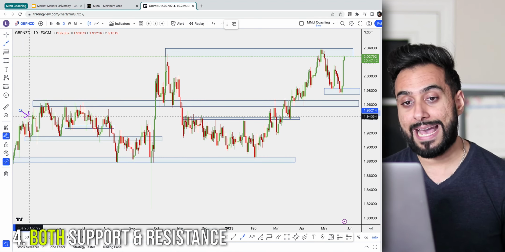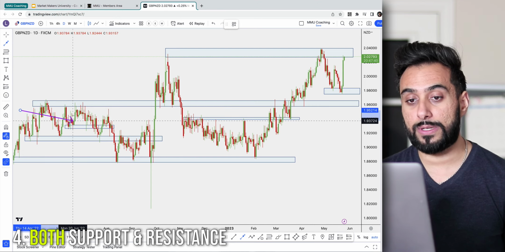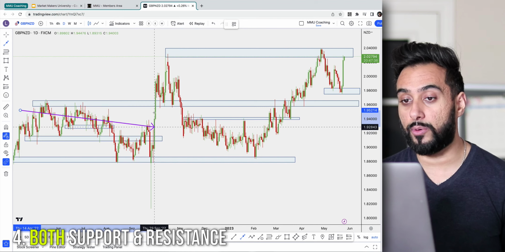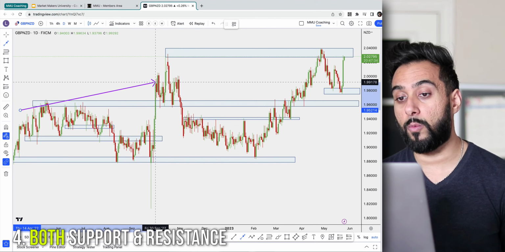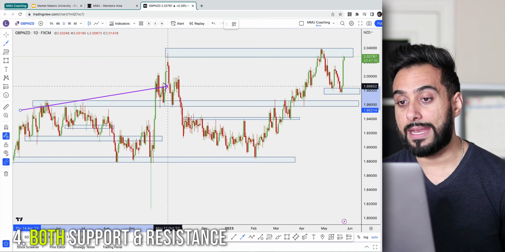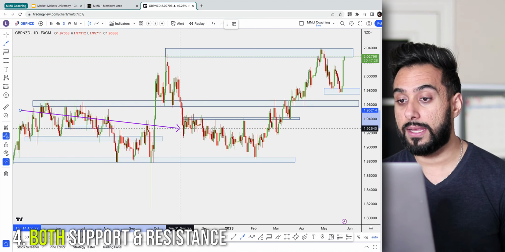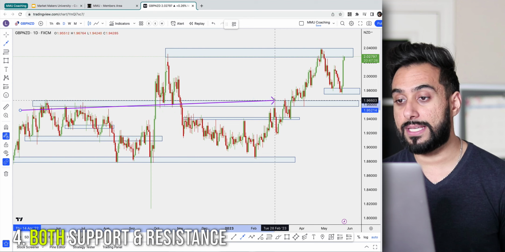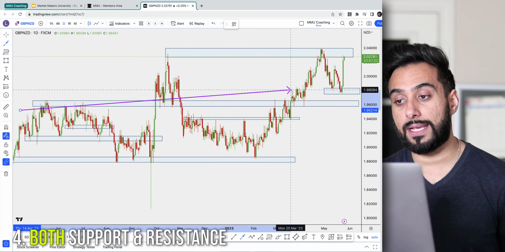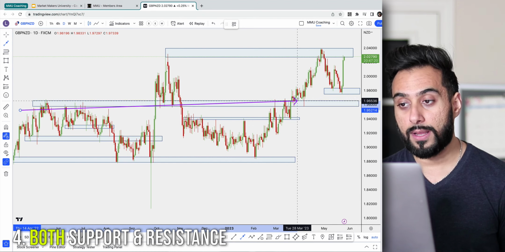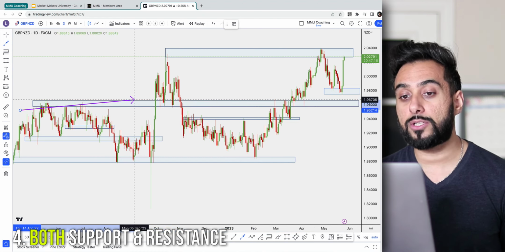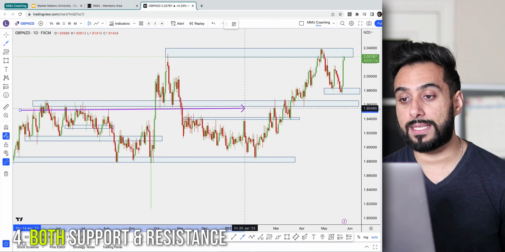Right now, it was acting as a resistance, resistance, resistance, resistance. And as the price breached it, at one point it started acting as a support, support, support. And as that price breached it again, it then started acting as a resistance. And as the price pierced it again, it started acting as a support, support, and yet another support. This is a very strong zone where the price is reacting.